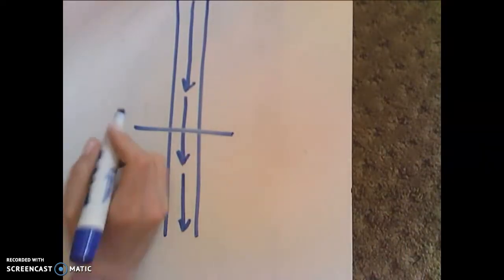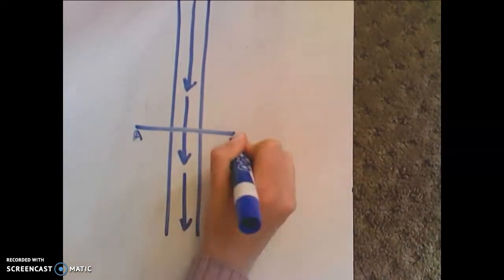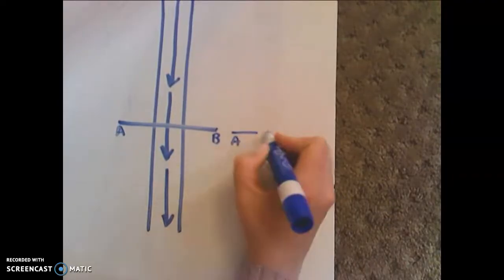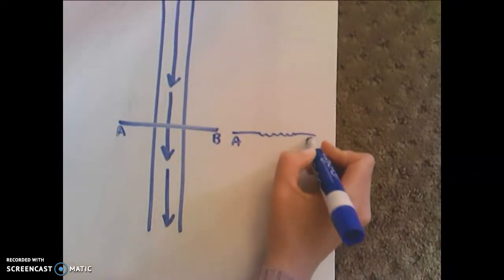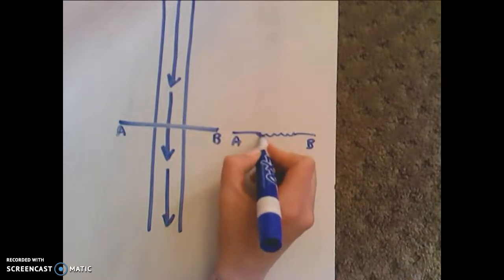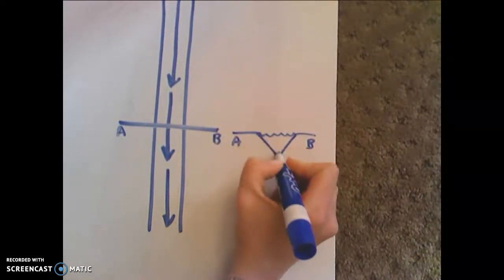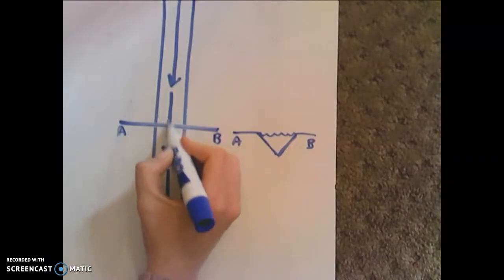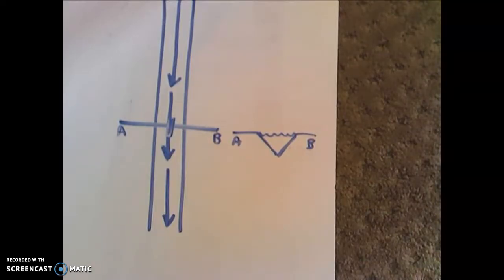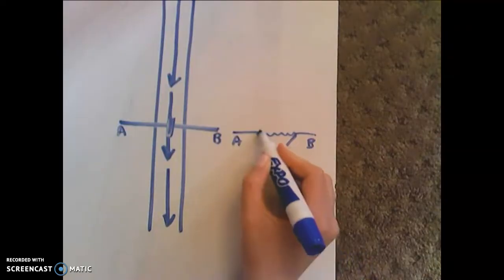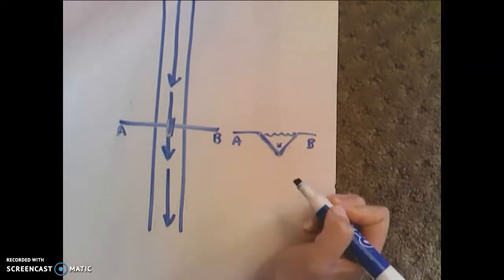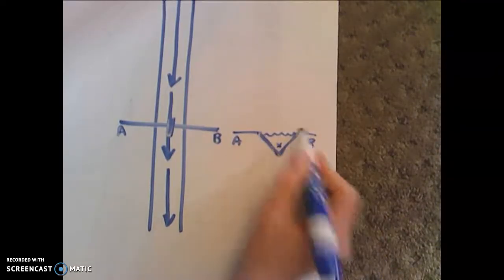I'm going to call this side A and this side B. So I'm going to draw a picture of what it might look like. Here's side A, and here's side B. The stream channel would create a V shape like that, because the water is traveling the fastest right in the middle of the stream, and that's where the most erosion is taking place. That's where the water is carrying the most particles with it, and therefore it is weathering down or eroding down the stream channel the most right here, right in the center. So the stream channel has a V shape to it like this.